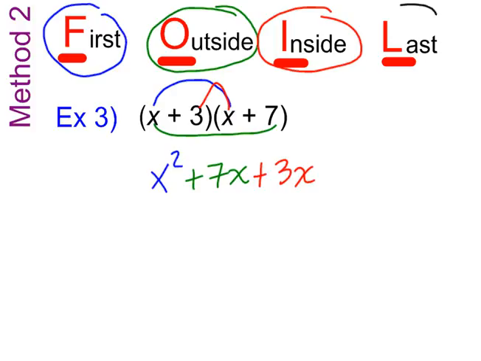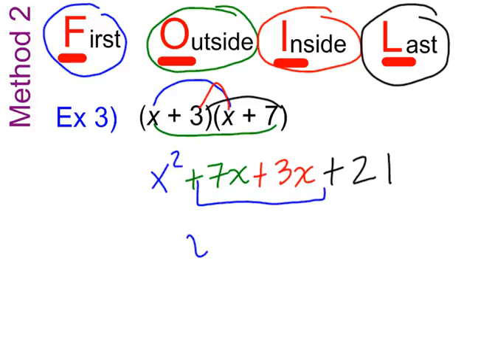And then we would look at the last terms in the binomials, which would be 3 and 7, and 3 times 7 is 21. We would line them up like this, and we would look for like terms to collect. We can see that in the middle here, these 2 are alike. So we continue: x squared plus 10x plus 21.